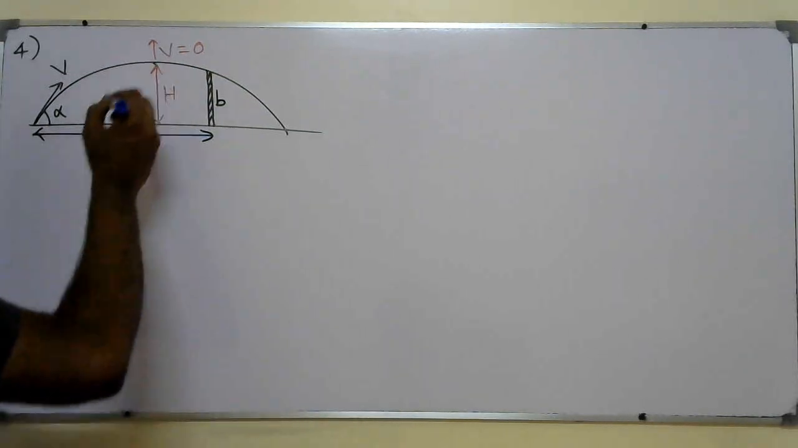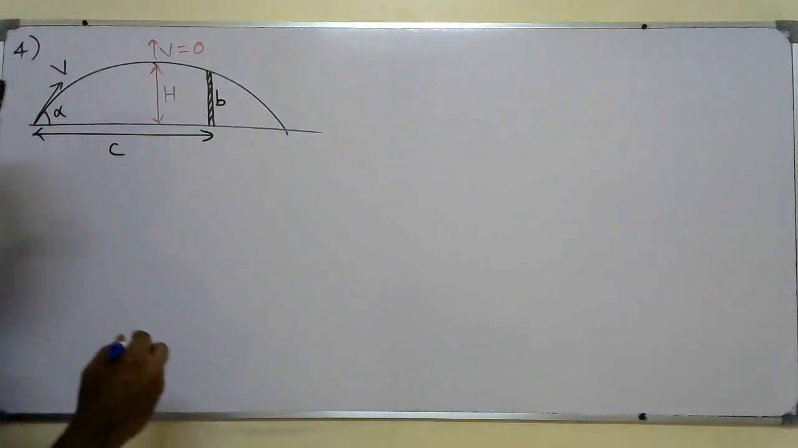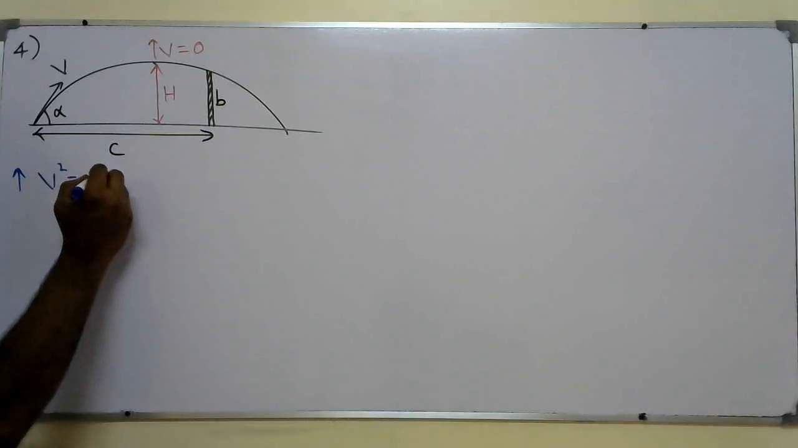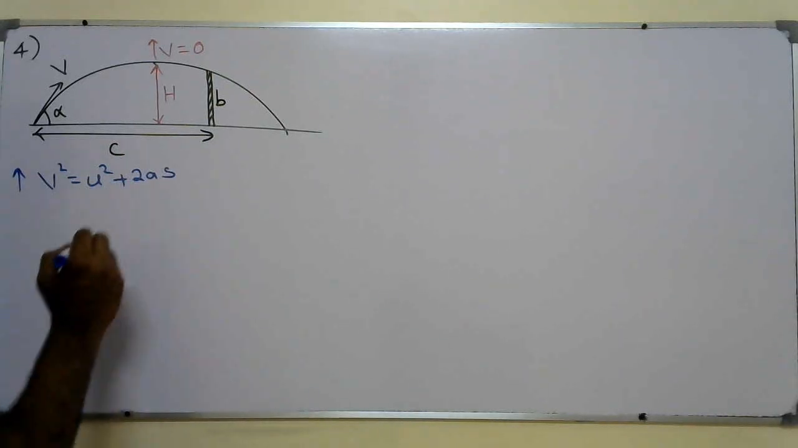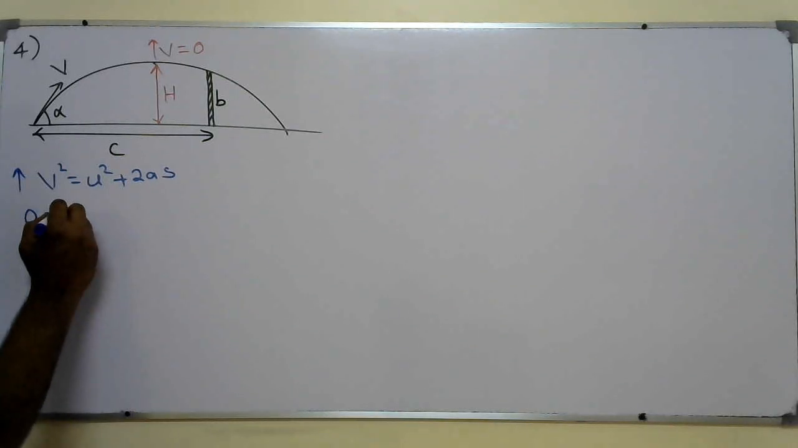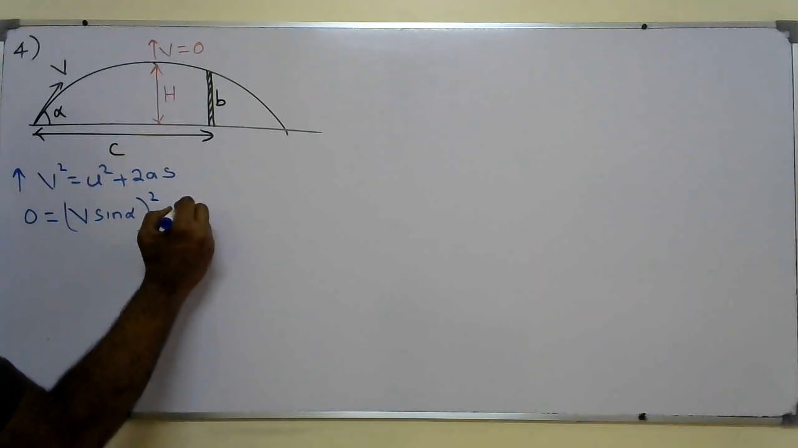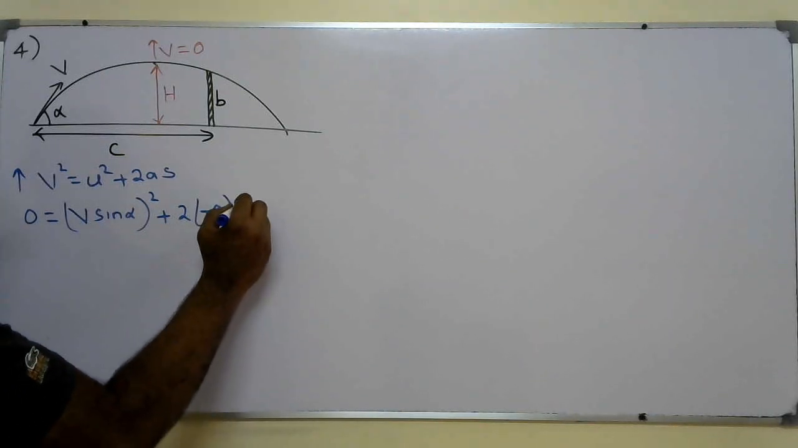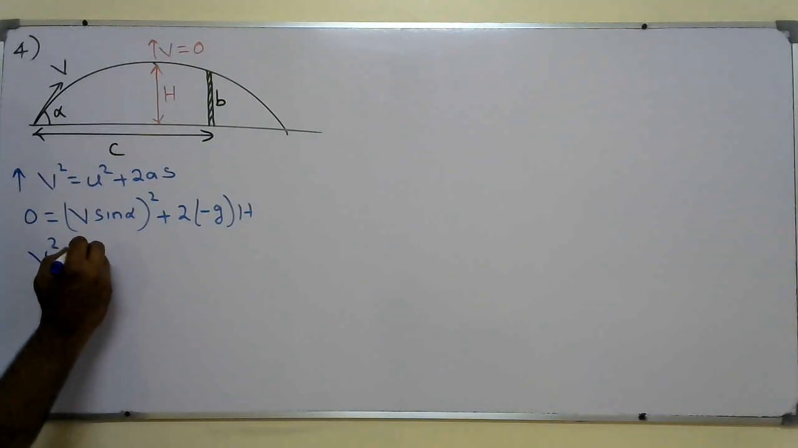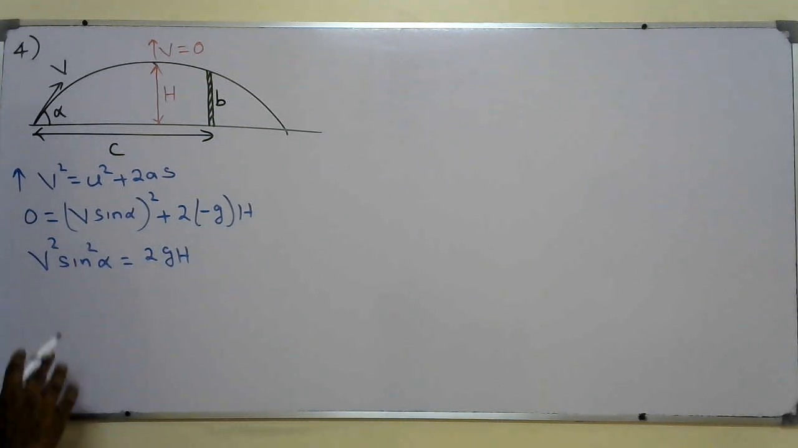Okay, so at the highest point, the vertical component of the velocity is 0, which means I can use v squared equals u squared plus 2as vertically from the initial point to the highest point. So 0 equals (v sine alpha) squared plus 2 times minus g times h. So that is v squared sine squared alpha equals 2gh. Okay, we'll keep it like this.